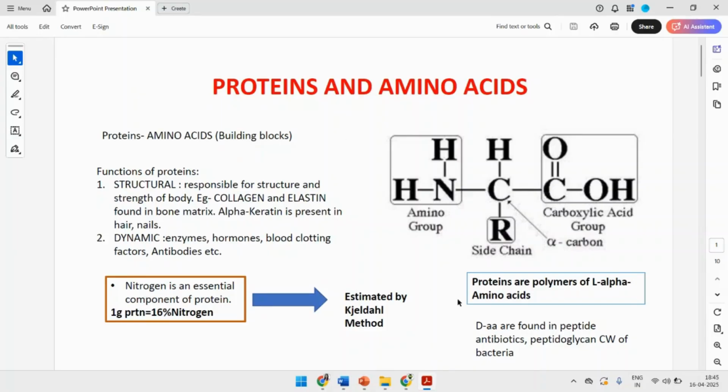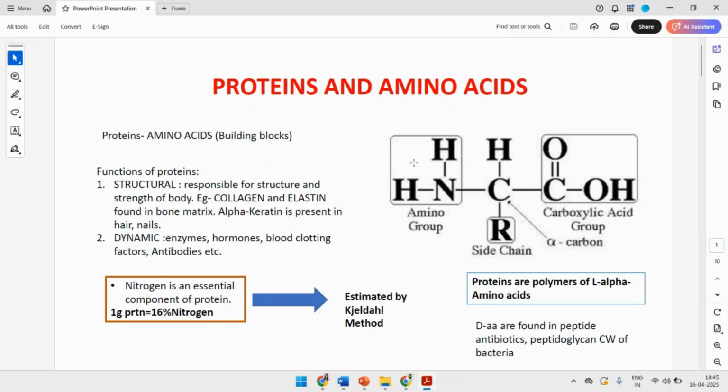So we know that amino acids are the building blocks of proteins. Now, what is the structure of an amino acid? If you look on the right hand side, you can see a carbon atom. So this carbon atom, which is known as your alpha carbon, is attached to a functional group known as carboxylic acid group, that is COOH. And on the left hand side, it is attached to an amino group that is NH2.